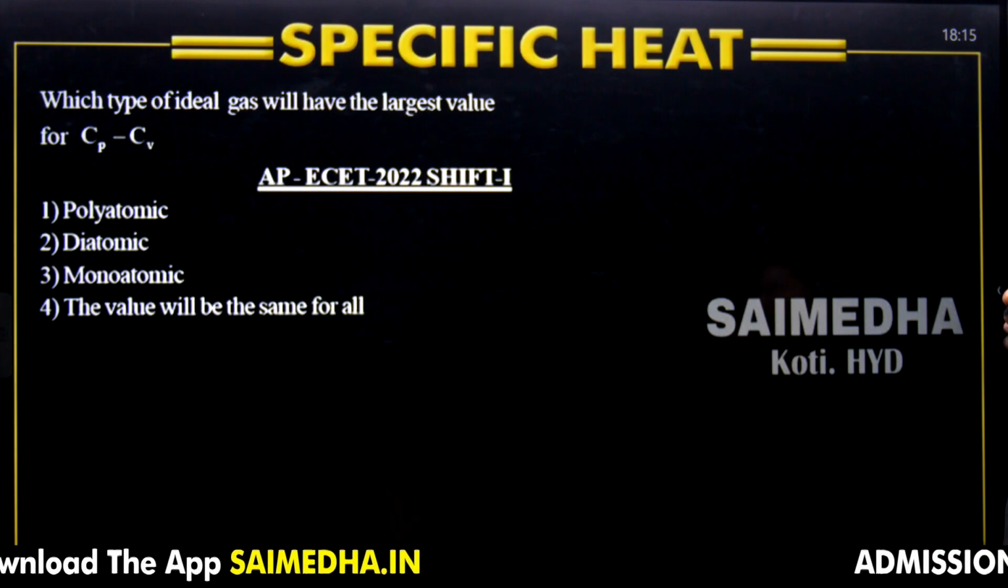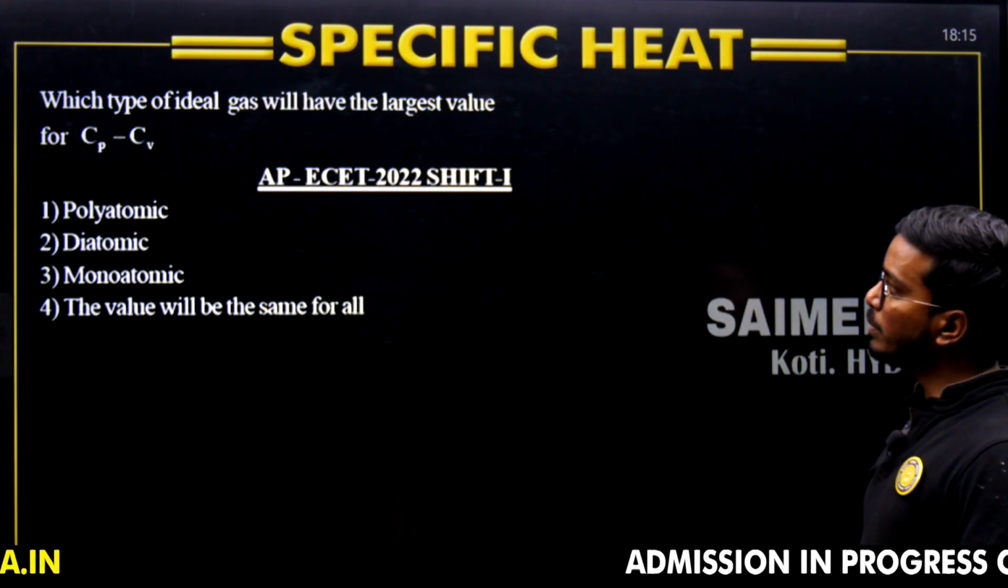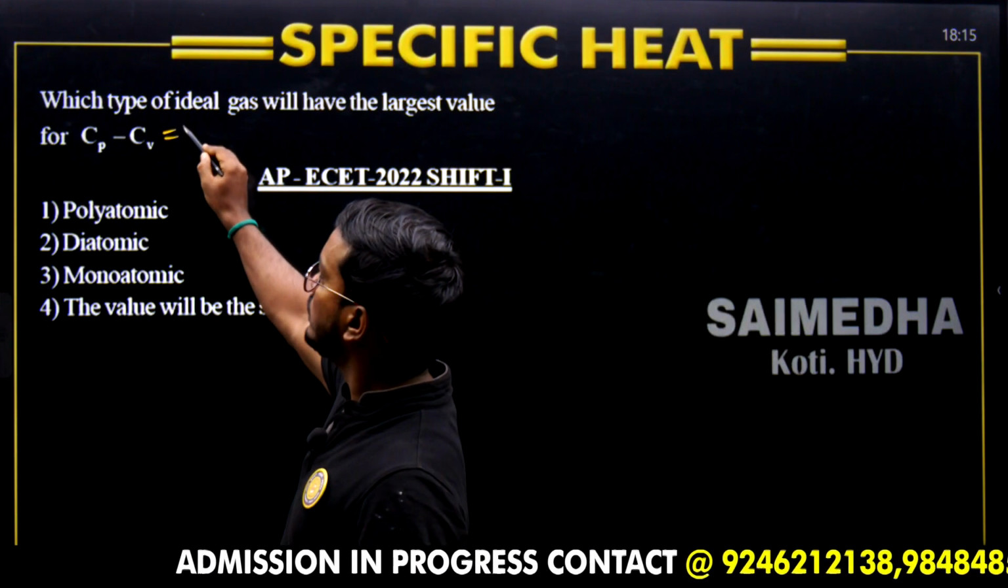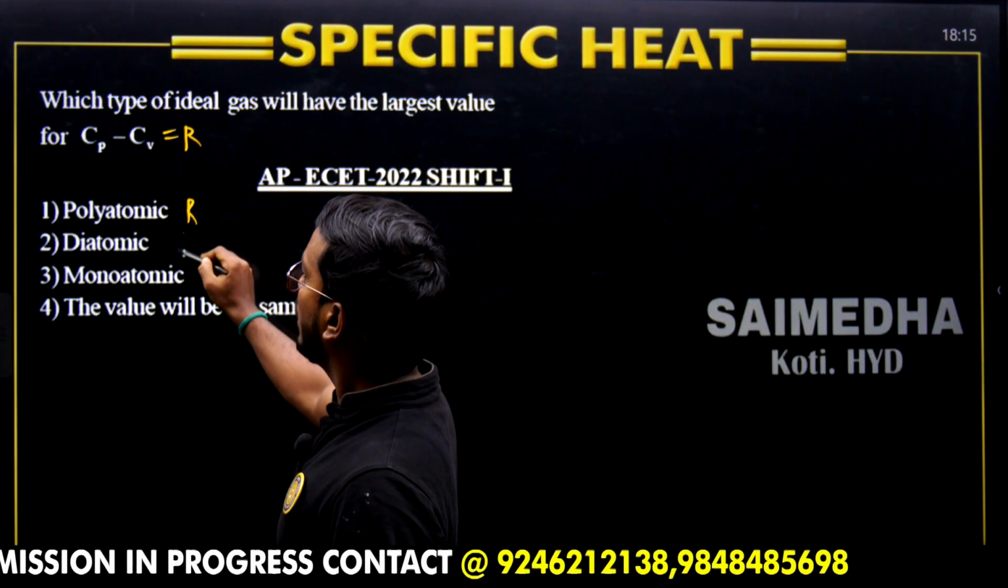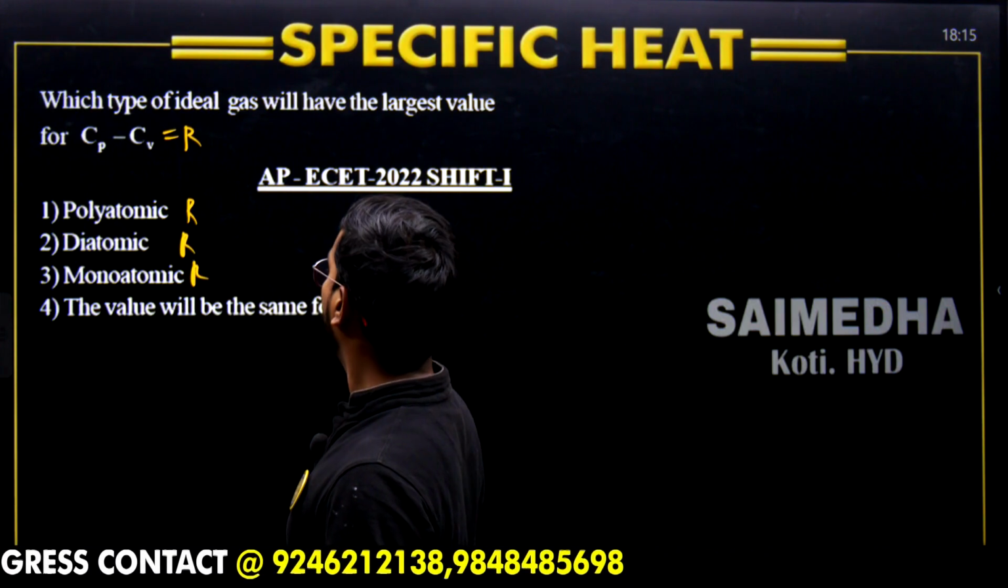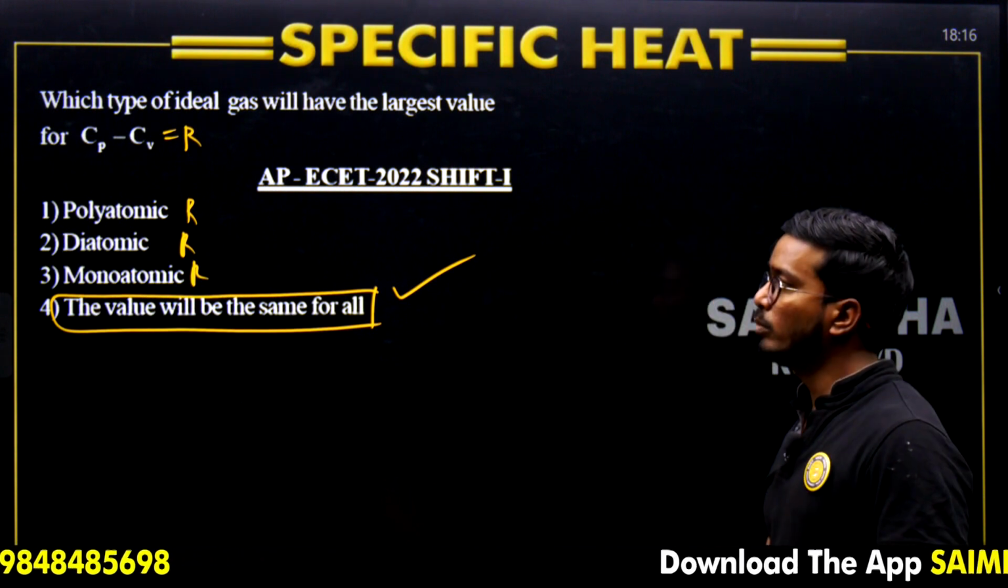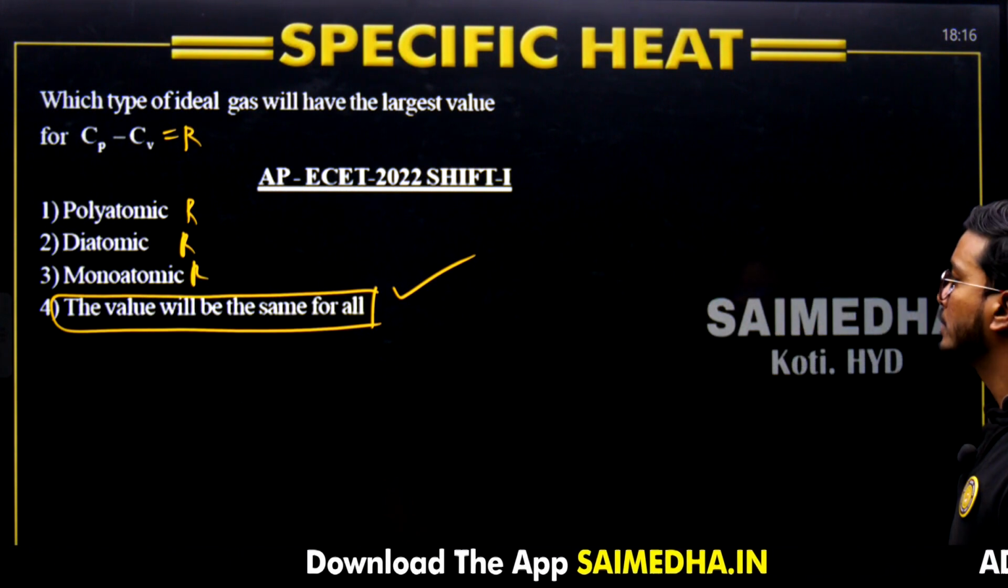Next question. Which type of ideal gas will have the largest value for Cp minus Cv? You know Cp minus Cv is equal to R for mono, di, poly, all R will be same, R value only. So the value will be the same for all mono, di or polyatomic gas.